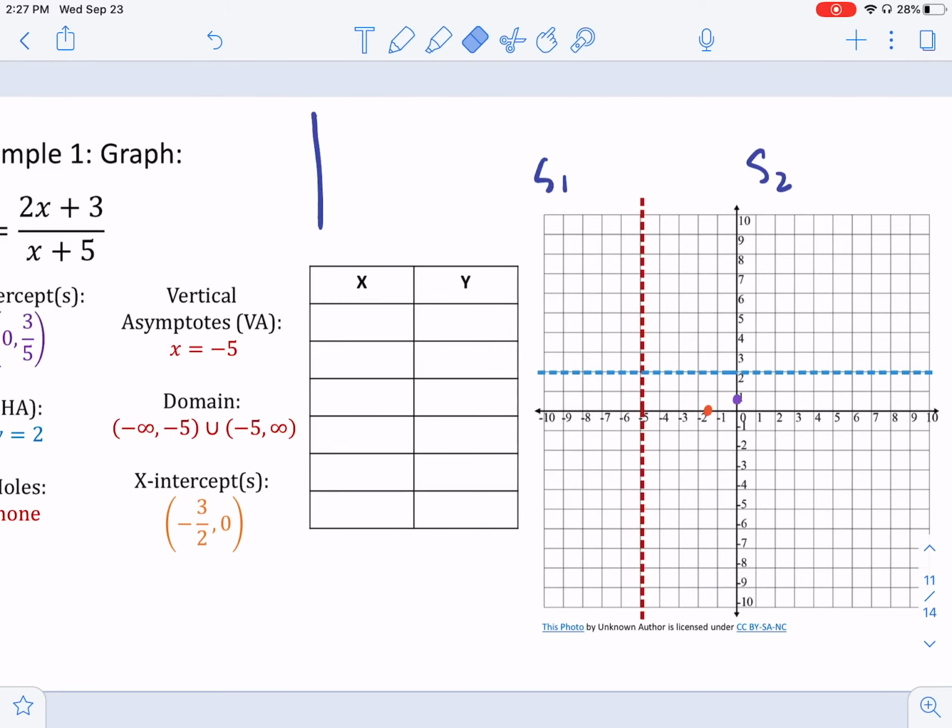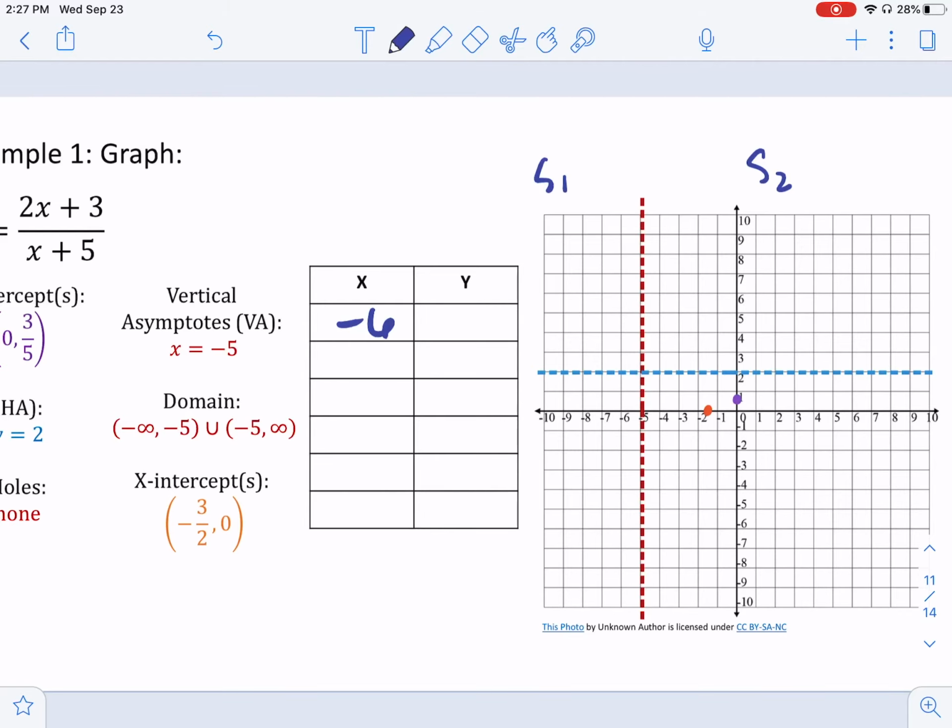I know my graph is going to look something like that. So in order to figure out exactly what it looks like, you need to choose coordinates in section 1 and some more coordinates in section 2. In order to find the coordinates, we choose x values. I always try to choose an x value that's really close to my asymptote. So in section 1, the closest whole number x value to my asymptote is -6.